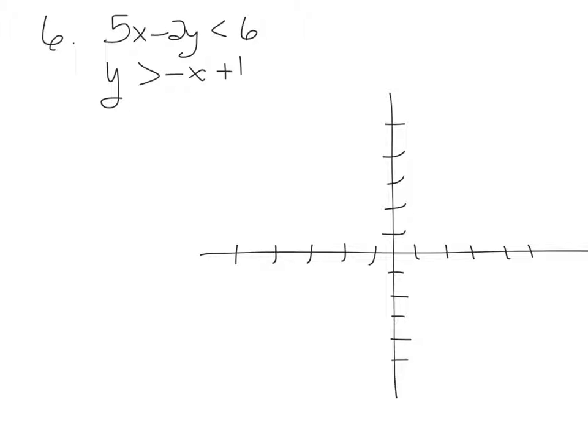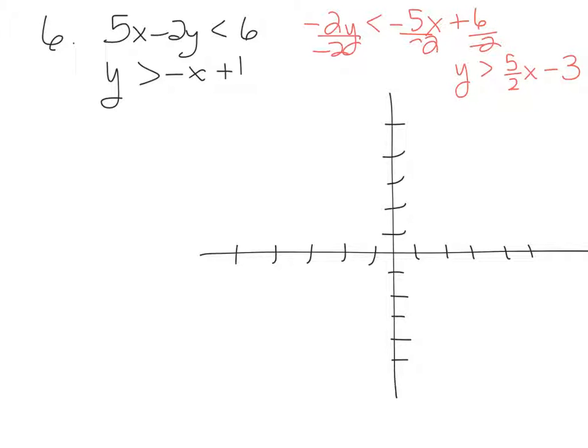All right, so number 6 of these equations. The first one I'm going to have to do some rearranging because it is 5x minus 2y is less than 6. So I need to subtract 5x from both sides, and I get negative 2y is less than negative 5x plus 6. Divide everything by a negative 2, which I'm okay with, and I get y. Make sure to switch your sign because we divided by a negative, is greater than 5/2x minus 3. Okay? Make sure to flip the sign.